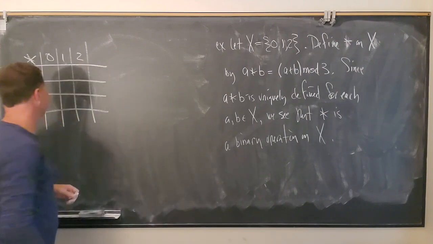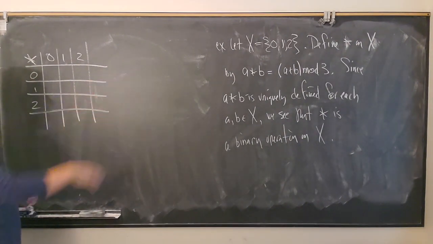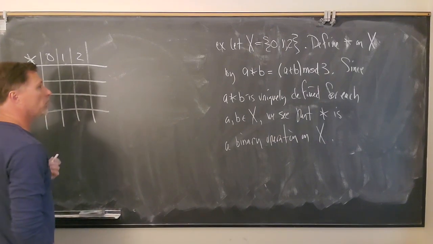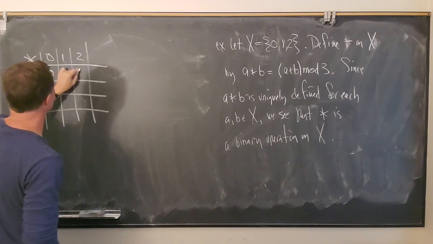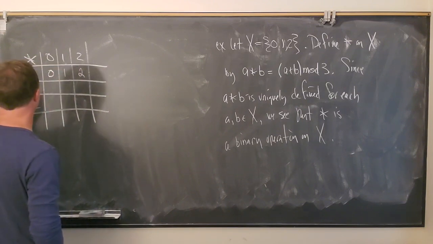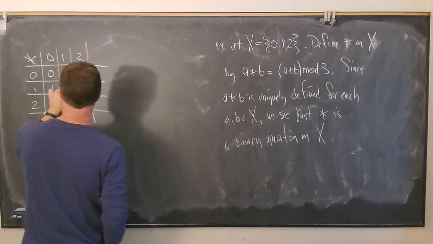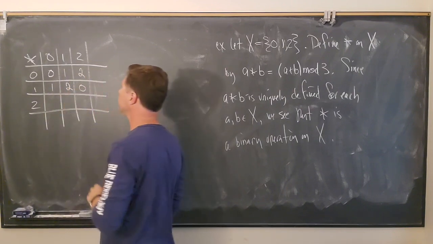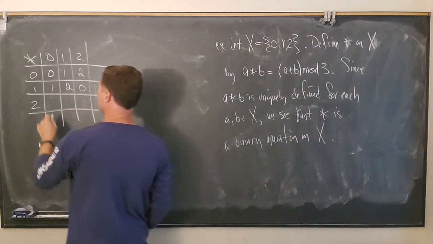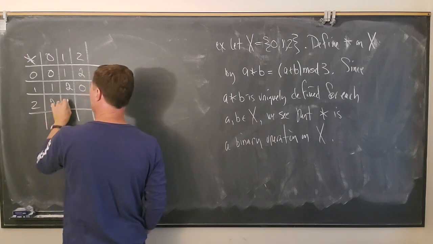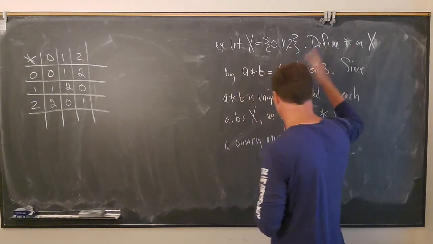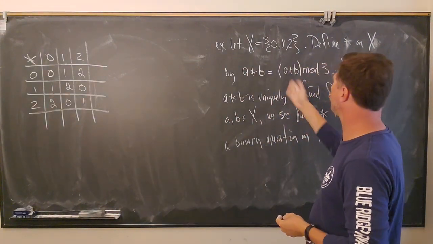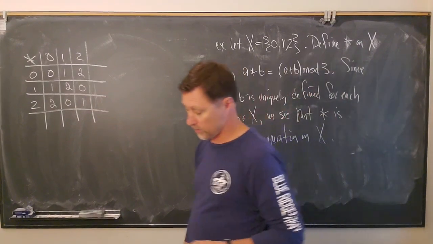Okay, so now I need to fill in these blanks based on how our arithmetic works here. So 0 plus 0, or 0 star 0, is 0. 0 star 1 is 1, and then we get a 2. 1 star 0 is 1. 1 star 1 is 2. 1 star 2 is 0. 2 star 0 is 2. 2 star 1 is 0. 2 star 2 is 1. Right, so there's the table corresponding to this binary operation given by the familiar formula of arithmetic mod 3, addition mod 3, I guess I should say.